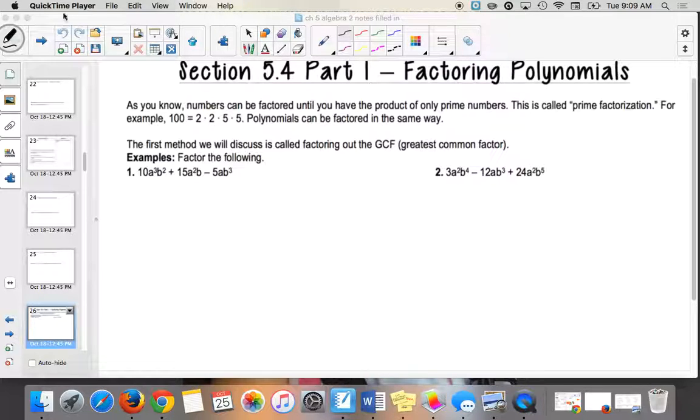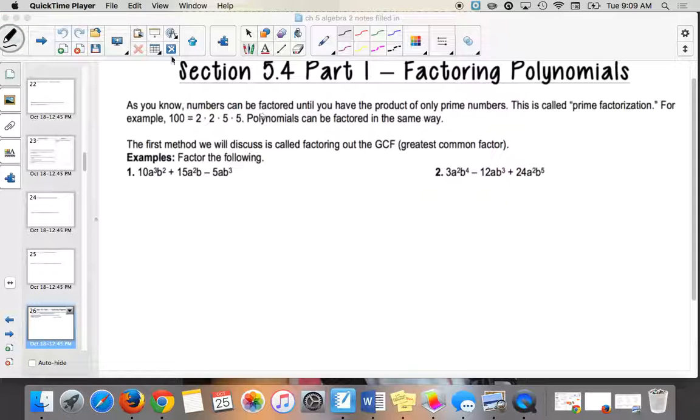4 is on factoring polynomials. So it says, as you know, numbers can be factored until you have only the product of prime numbers. So if you start with 100, you can break it into maybe like 25 and 4 or 10 and 10, right? And then you can break those factors down even further. So same thing with polynomials. So we're going to continue to factor until we get what's called prime polynomials.